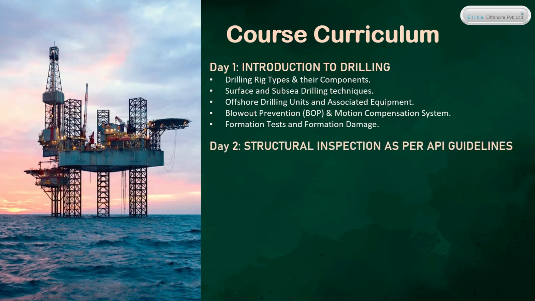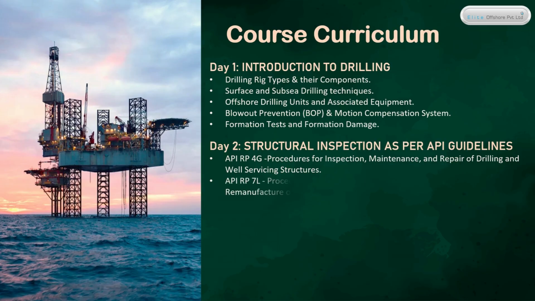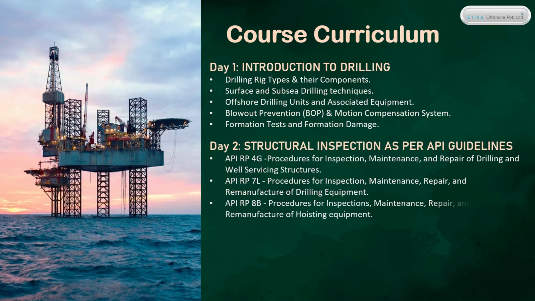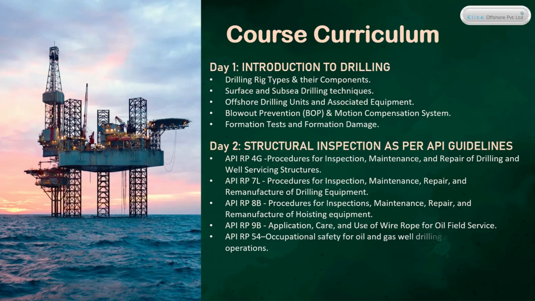Day 2, structural inspection as per API guidelines. API RP 4G: procedures for inspection, maintenance, and repair of drilling and well servicing structures. API RP 7L: procedures for inspection, maintenance, repair, and remanufacture of drilling equipment. API RP 8B: procedures for inspections, maintenance, repair, and remanufacture of hoisting equipment. API RP 9B: application, care, and use of wire rope for oil field service. API RP 54: occupational safety for oil and gas well drilling and servicing operations.